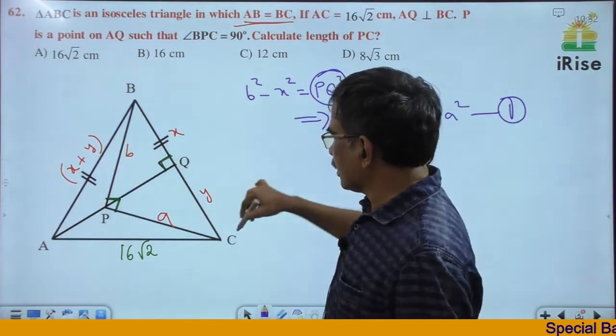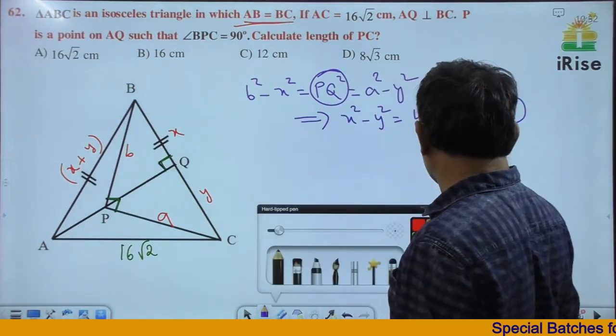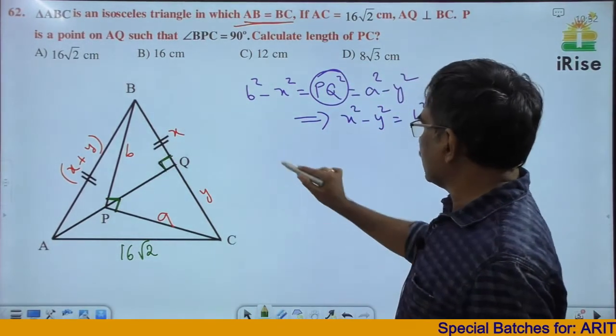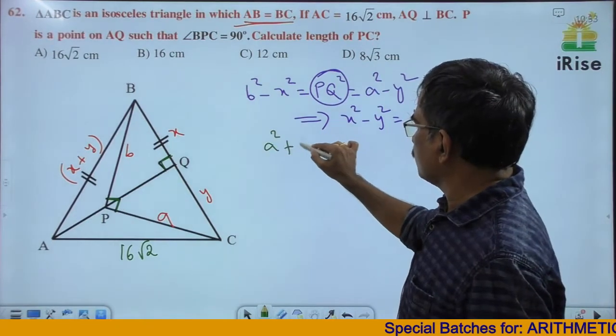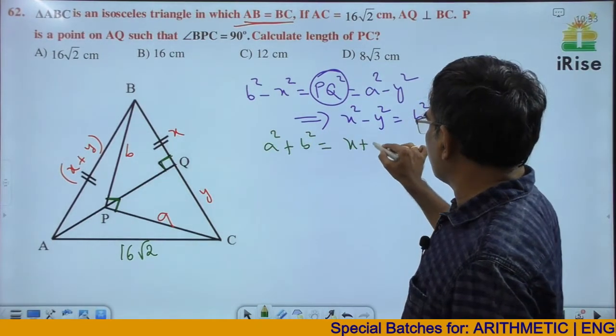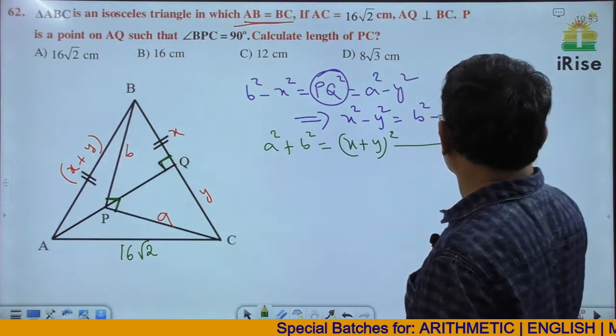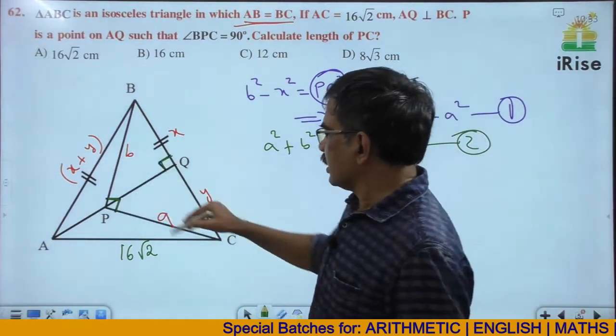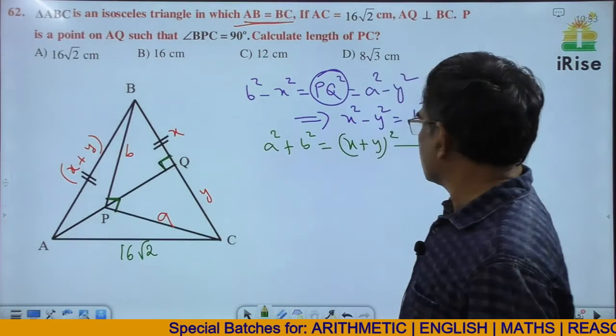Next, this is a right angle triangle. From this right angle triangle, I want to write the condition: a square plus b square is equal to x plus y whole square. This is condition 2. In a right angle triangle, a square plus b square is equal to x plus y whole square.